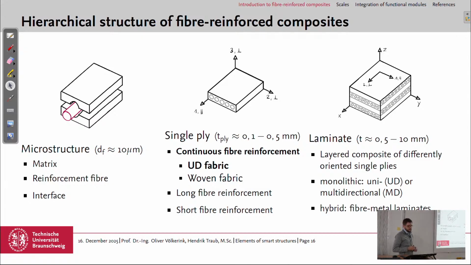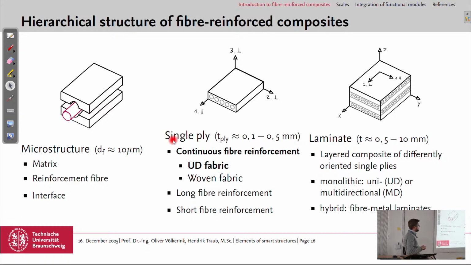If we look at fiber-reinforced plastics, they have a hierarchical structure. We can look at the microstructure, the mesostructure, and the laminate, which is the macro scale. On the microstructure, we have the fiber and the matrix around. The fiber has a diameter of roughly 10 micrometers, depending on the fiber type. So we have the matrix, the reinforcing fiber, and an interface between these two.